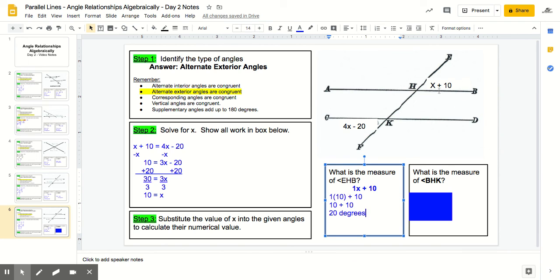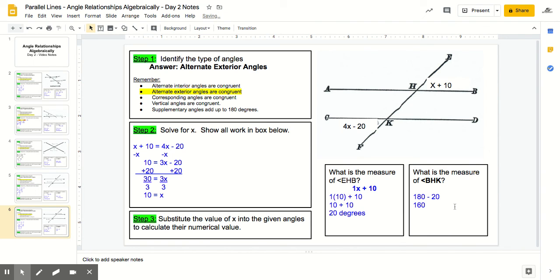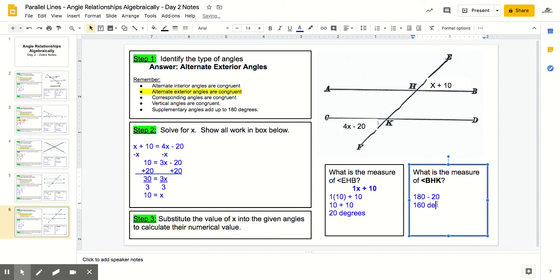Well, I know what the measure of this angle is. It equals 20 degrees. That's what we just figured out. So I can simply subtract 180 minus 20 to figure out the measure of angle BHK. 180 minus 20 is 160. So I know the measure of that missing angle has to be 160 degrees.